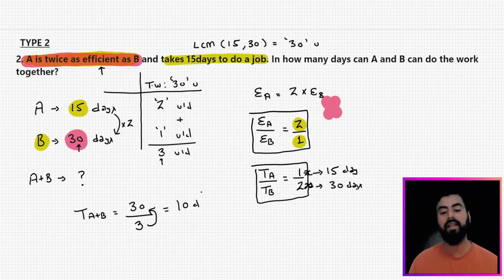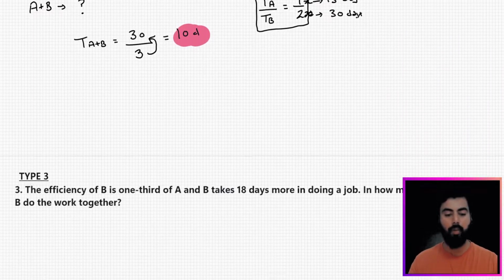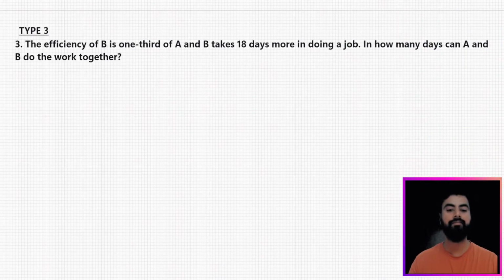You would say, sir, they will take only 10 days. So this is how you can answer this question very easily if you know the relationship. What relationship? That time and efficiency are inversely proportional to one another. Let me show you one more problem. Let's call it type 3.